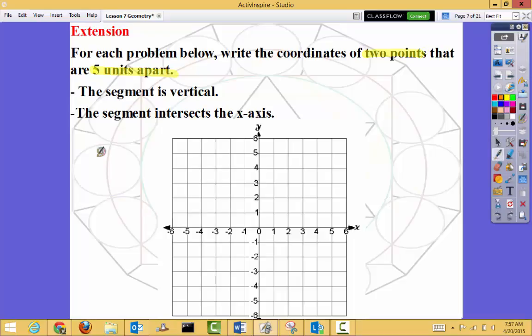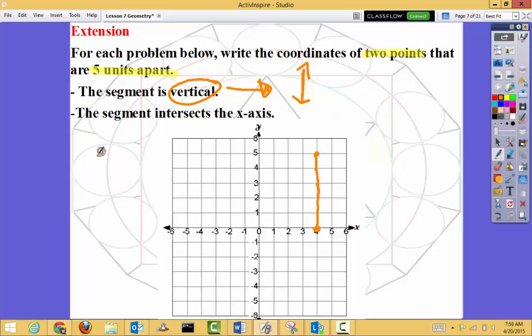So let's begin. The segment is vertical. Well, vertical means what? Vertical means that it goes up and down. So I'm just going to pick any point. I'll just start right here. And how far away should they be? Should be 5. So I need to go 5 up or 5 down. So I'm going to go 1, 2, 3, 4, 5. Okay, so here I have my line segment.